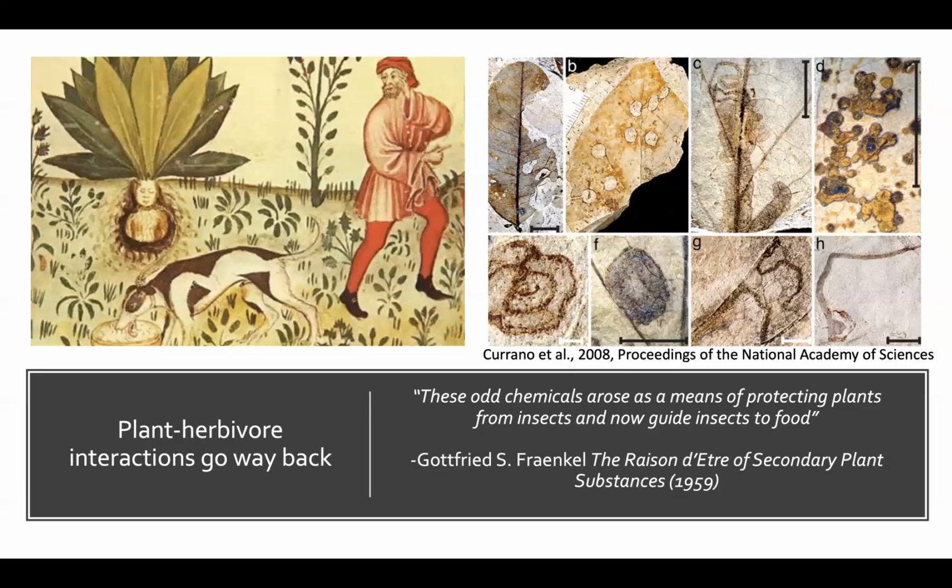But anyway, noticing all these things, people were asking, well, what is the function of these compounds? Why would a plant make these compounds? And you can see here in the lower right that Gottfried Fraenkel gave one possible explanation, which was defense. And not only that, but insects that could evolve and adapt to those compounds might actually not be affected by them in terms of defense, but might actually use them as attractants. And so he says here, these odd chemicals arose as a means of protecting plants from insects and now guide insects to food.